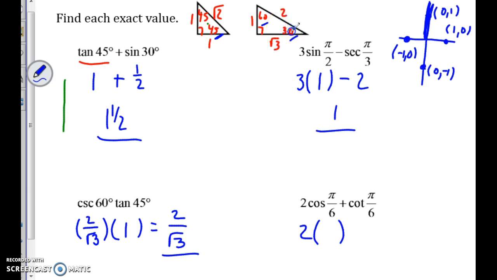So go to 30 degrees, cosine is adjacent over hypotenuse, which is radical 3 over 2, plus the cotangent of that same angle. Cotangent is the reciprocal of tangent. So instead of opposite over adjacent, it will be adjacent over opposite, radical 3 over 1, or radical 3. Now, when I multiply these two together, the 2's cancel. I've got radical 3 plus radical 3, which is 2 radical 3. And I'm done with this page.